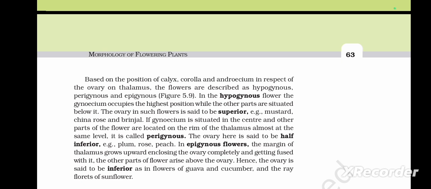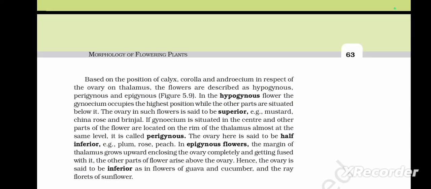In the hypogynous flower, the gynoecium occupies the highest position while the other parts are situated below it. The ovary in such flowers is said to be superior. Example, mustard, china rose, and brinjal. If gynoecium is situated in the center and other parts of the flower are located on the rim of the thalamus almost at the same level, it is called perigynous. The ovary here is said to be half inferior.